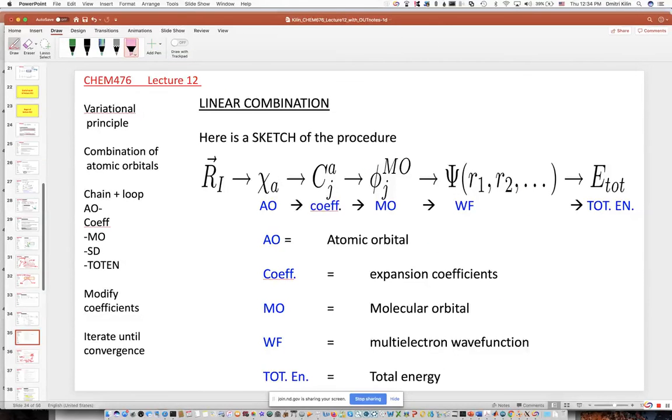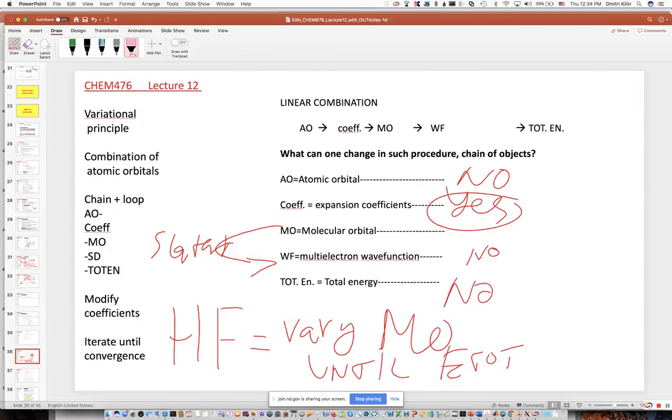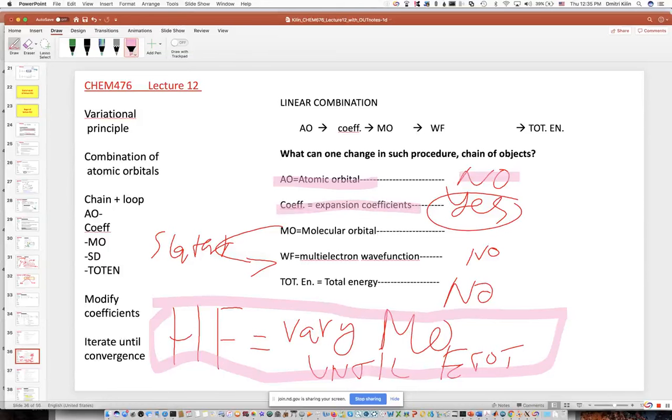Okay, this is still the same idea. We can change atomic orbitals, we can change expansion coefficients, and then the rest goes through prescriptions. So Hartree-Fock theory is application of the variational theorem to find expansion coefficients until one arrives at the minimal total energy.